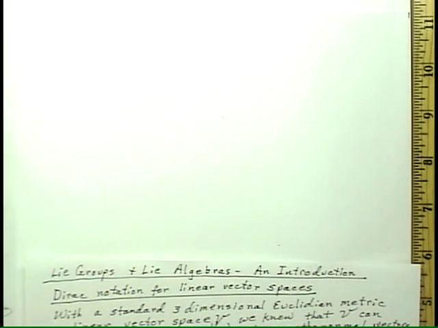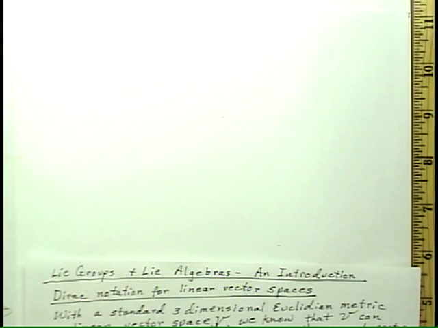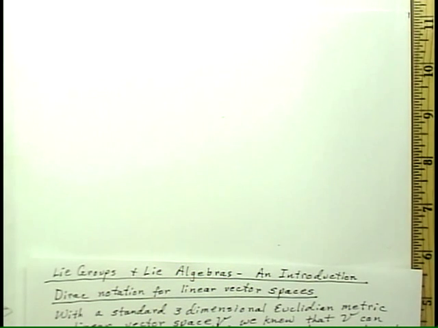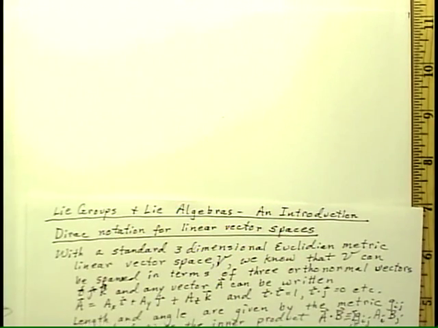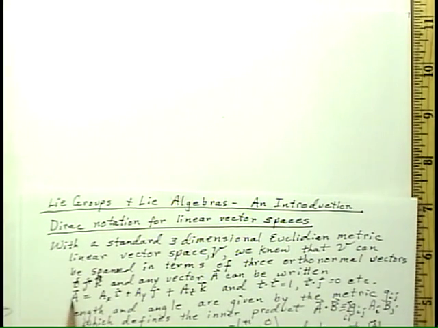If we have a standard three-dimensional Euclidean metric, a linear vector space, we know that that linear vector space can be spanned in terms of, say, 3 orthonormal vectors like I, J, and K. And any other vector, say a vector A, can be written in terms of I, J, and K with certain components, as I've done here. Here we've written the vector A as AX times the unit vector I plus AY times the unit vector J plus AZ times the unit vector K.